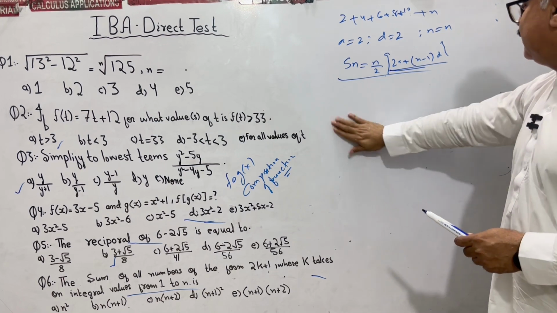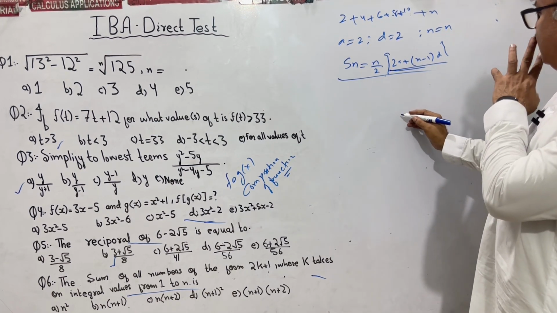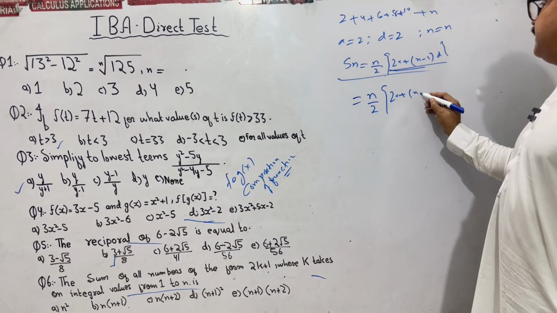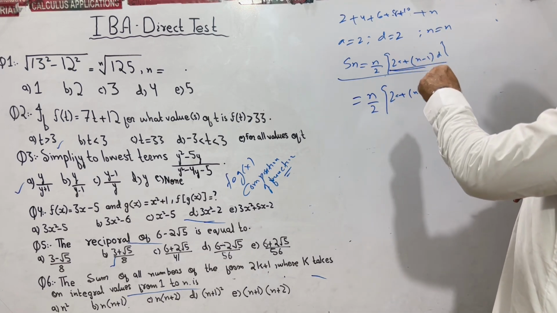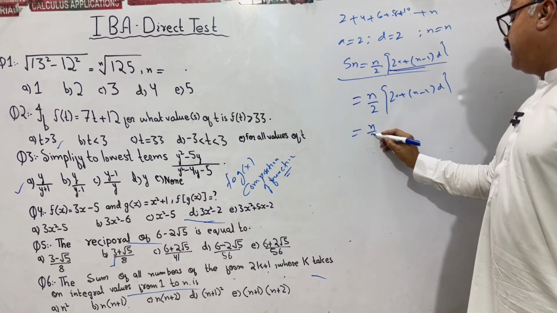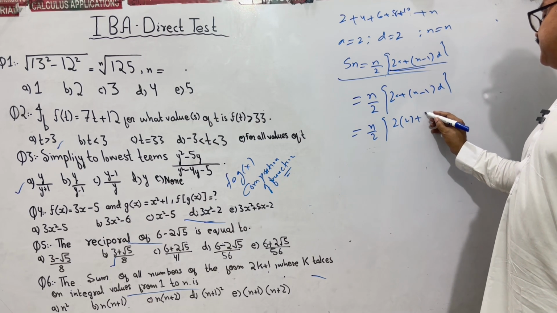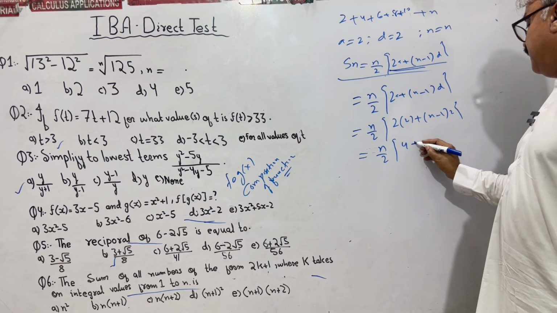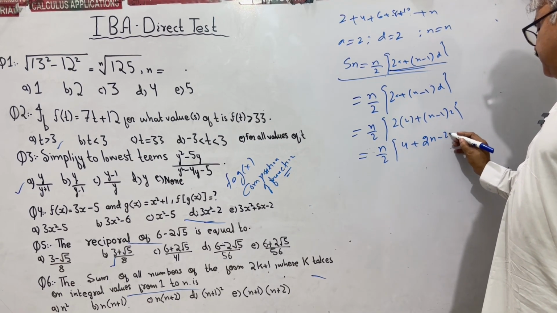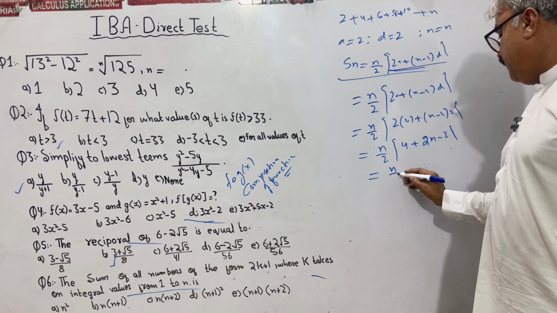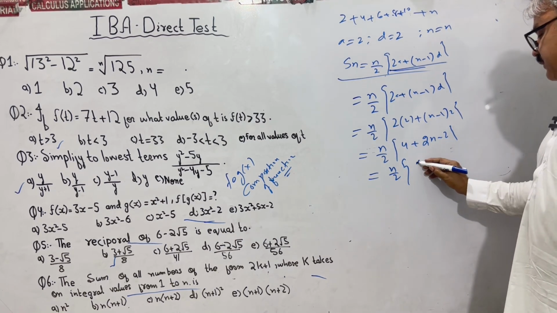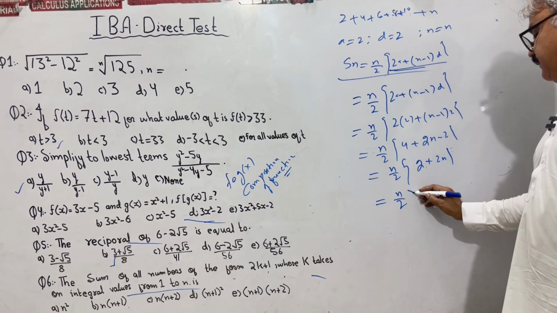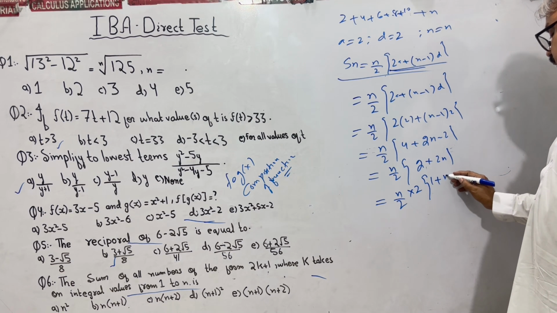Okay, let's see what we have. N over 2, 2a plus n minus 1 into d. In that case, a is 2, d is also 2. Let's verify. N over 2, 2 times 2 plus n minus 1 times 2. I have n over 2, 4 plus 2n minus 2. Here I have n over 2, positive 4, negative 2 results into 2 plus 2n. Taking 2 common, I have 1 plus n.